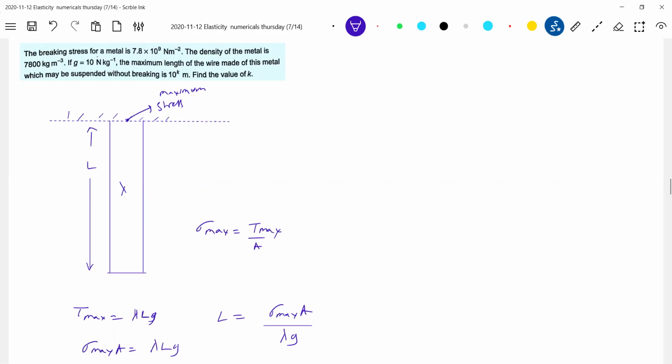But we don't know lambda, what to do? Go back to the density concept. Density is equal to mass by area into length. What is M by L? You can write it as lambda. So further, lambda by A is rho, no? So L is sigma max by rho G. So this is the permitted length. You cannot suspend whatever length you want.